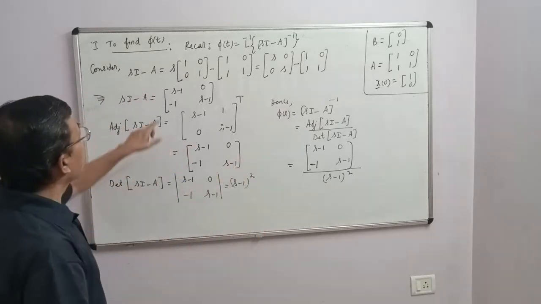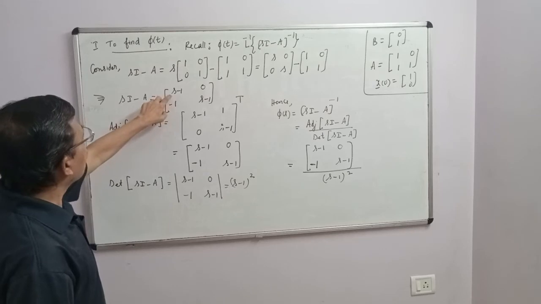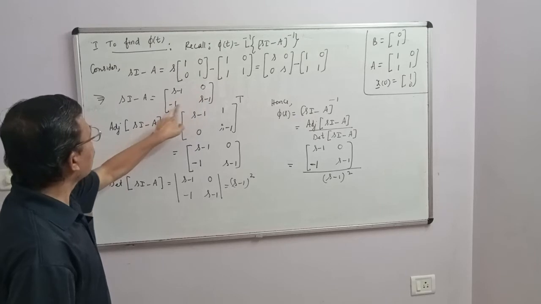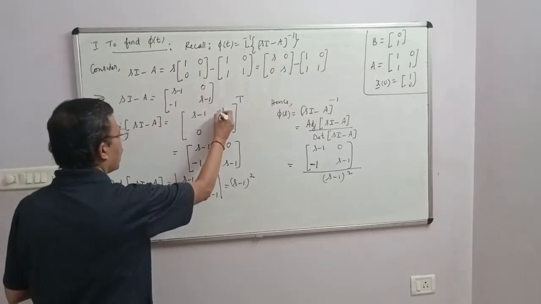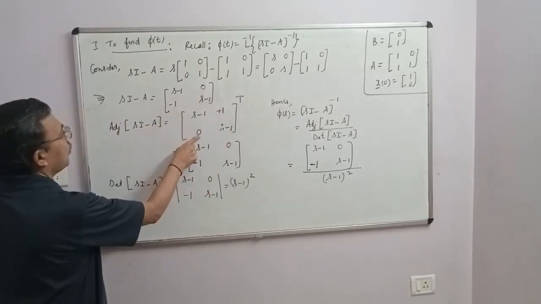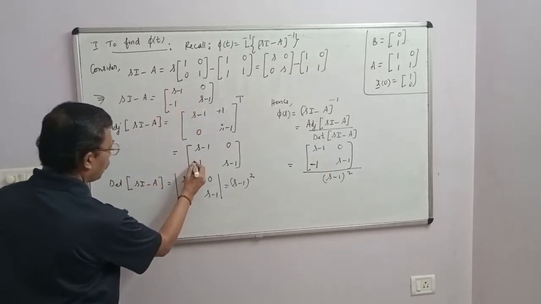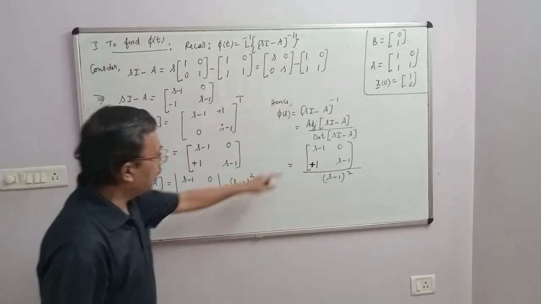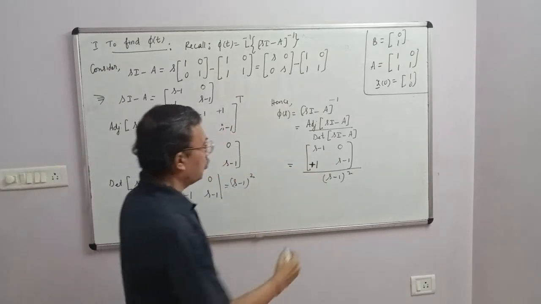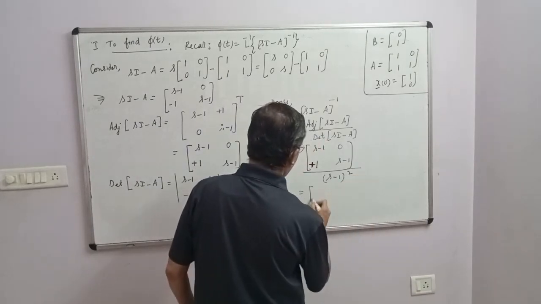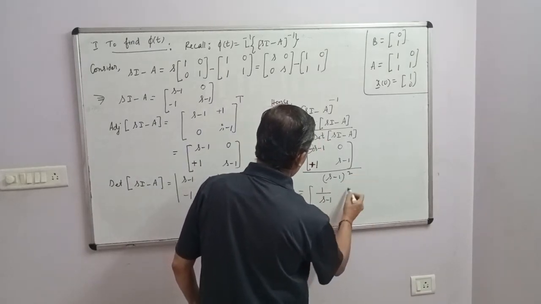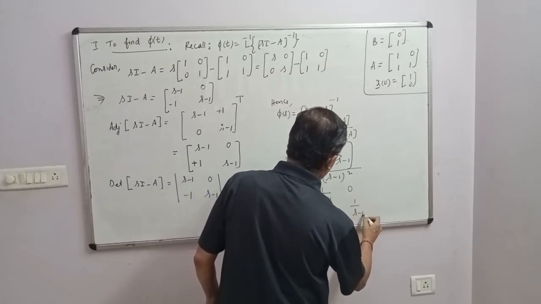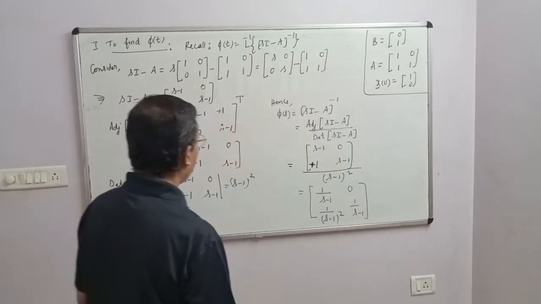Sorry, let me repeat. sI minus A is this. The cofactor of s minus 1 is s minus 1. The cofactor of 0 is minus of minus 1, which means plus 1. Correct? The cofactor of minus 1 is 0. The cofactor of s minus 1 is s minus 1. Now divide each element by (s minus 1) whole square. So what you get is [1 over s minus 1, 0; 1 over (s minus 1) whole square, 1 over s minus 1]. This is the phi of s matrix.